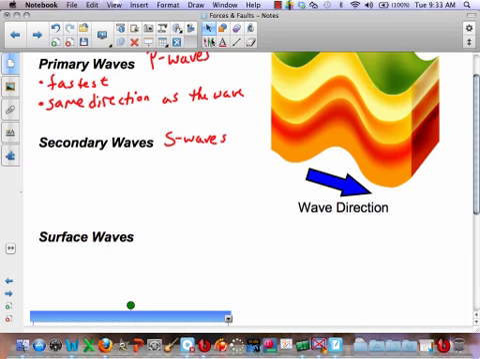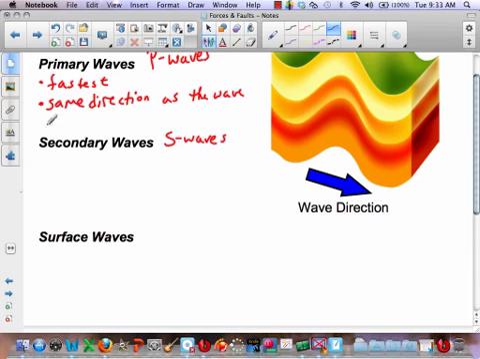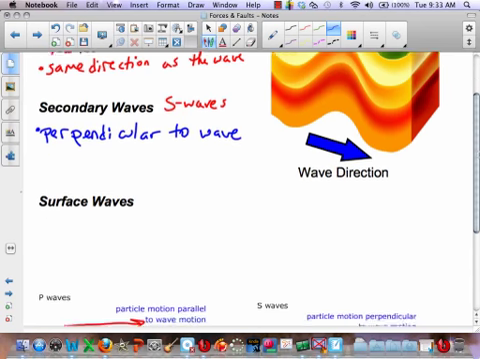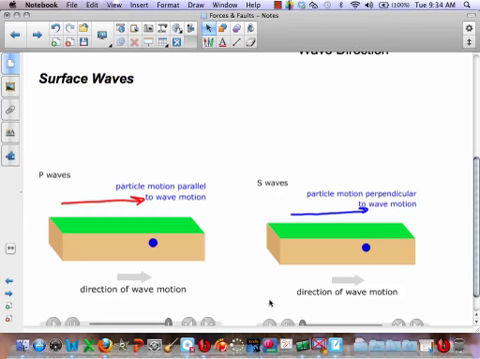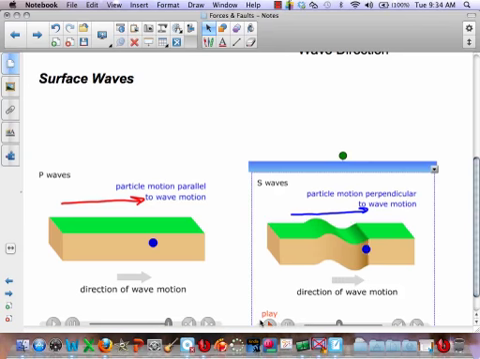Your secondary waves are not as fast as primary, but they're not the slowest. So they're kind of your medium speed. And they move perpendicular to the wave. So if I'm talking about my diagram right here, if my wave is horizontal, which way do you think the secondary wave is going to move? It's going to move up and down. So you can see how that point then moves up and down. So that's your secondary wave.